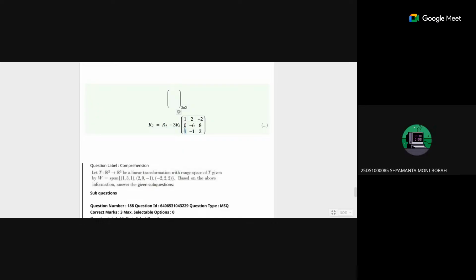Sir, in the same step, we can also do R3 as R3 minus R1. Then we'll directly see that R3 and R2 are basically multiples. We'll get 0, minus 3 and 4 in the output. Then we can simply do 2, 0, minus 1, minus 2.